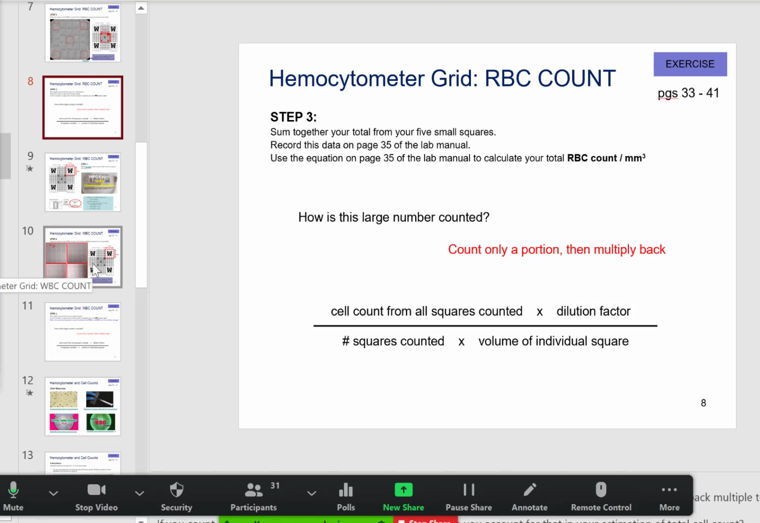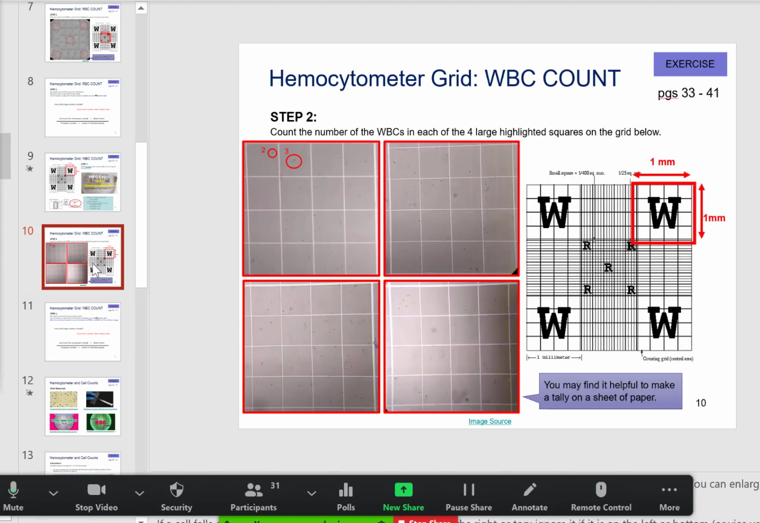Now the next cell count we're going to do is a white blood cell count. And with the white blood cell count, we are not going to dilute our solution as much. We're only going to dilute 1 to 20, so 1 to 20 dilution. We're going to use a different solution for this dilution. We're going to use Turk's solution.